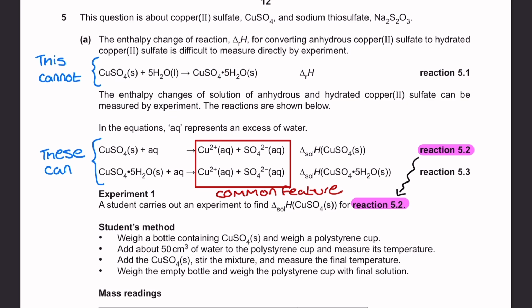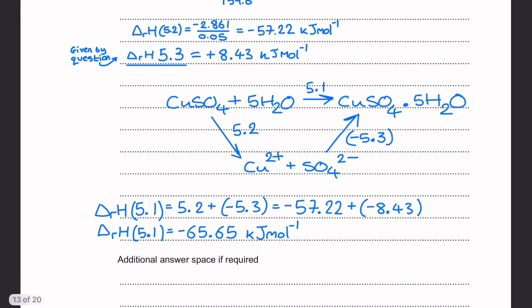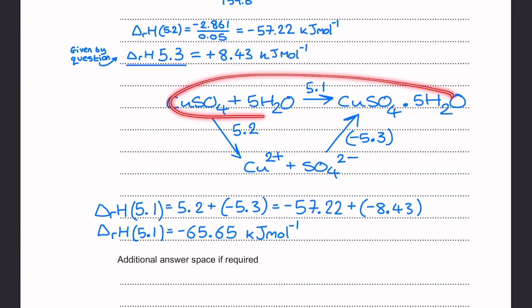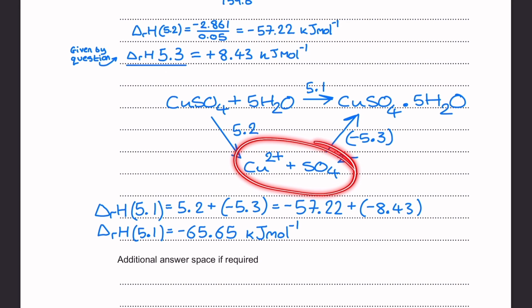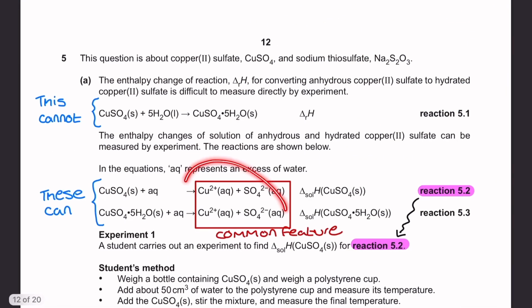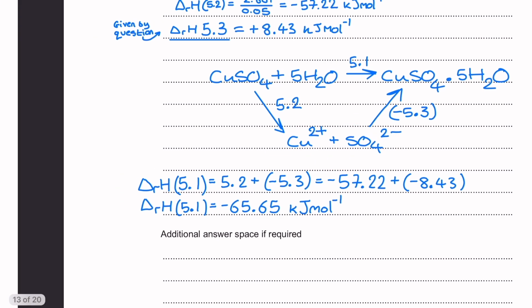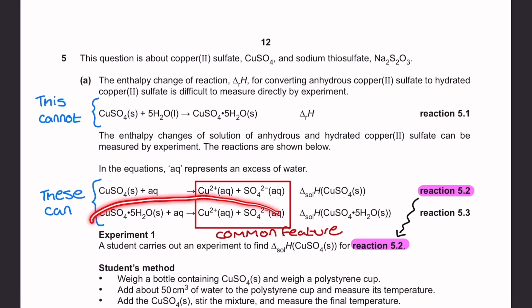So what are we going to be doing? We're going to be drawing a Hess cycle effectively, and here it is. This is equation 5.1 shown across the top, and at the bottom are the products from these other reaction equations. Going down on the left to create these ions, I've got reaction 5.2. Then flipping around the equation to make this CuSO4.5H2O at the top, I'm going from the ions, which is the reverse of 5.3.